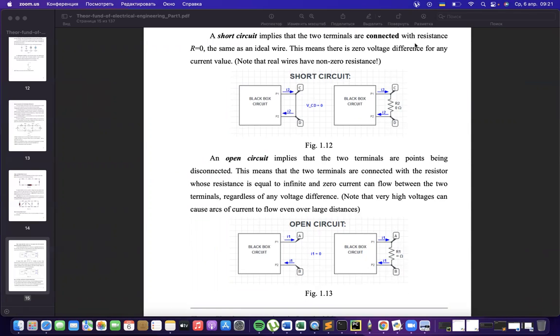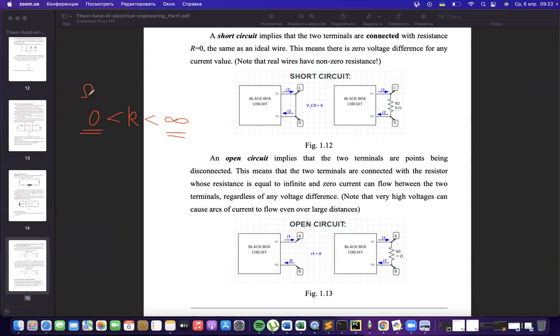We were discussing the different situations of loads, of resistors, depending on the value of their ohmic resistivity. Generally, resistivity lies between an infinitely high value and zero value. And these two situations are boundary situations of all available values of resistivity.